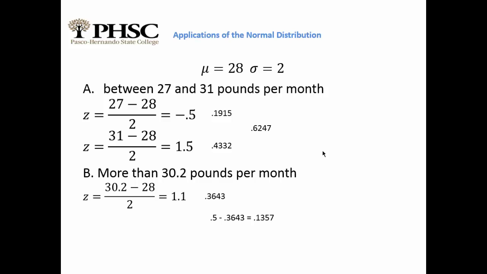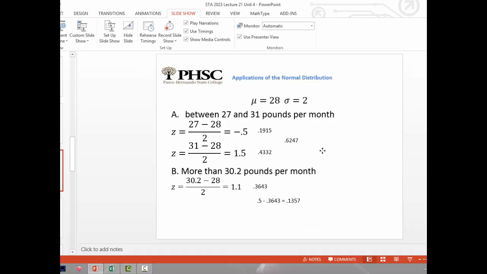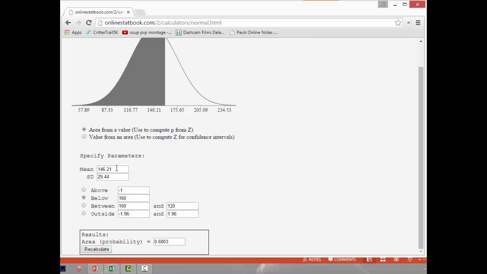So either way will get you the correct answer, but I'm going to show you how to do it using the website. So my mean is going to be 28. My standard deviation is going to be 2. And I'm looking for between 27 and 31. So I'm going to go ahead and just type in those values there. And I get 0.6247, which is 62.5%, which is exactly what we got doing it the other way.